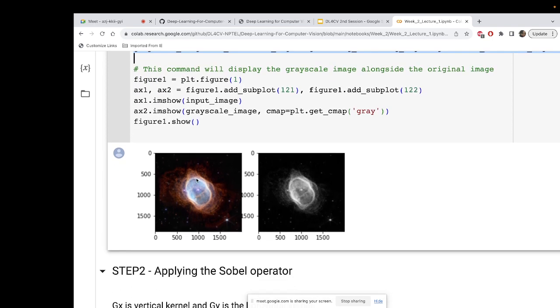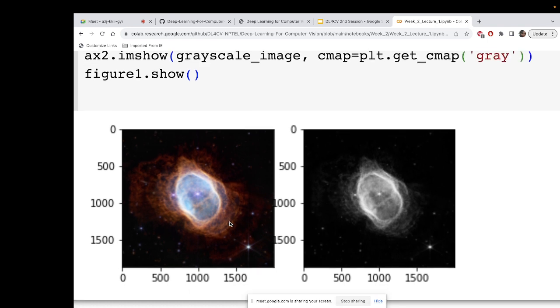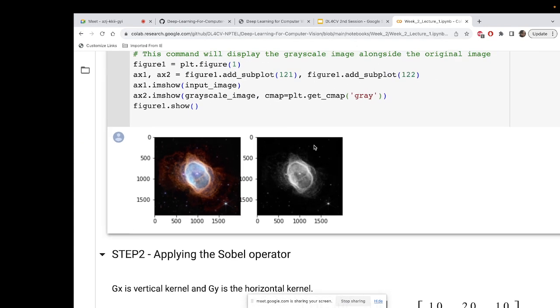This is the image that we had opened. It's something like a galaxy, some image in outer space. Now once you do this grayscale operation on it, this is what you get. It's a simple grayscale image which consists of only one channel, right? Now let's reduce this again.